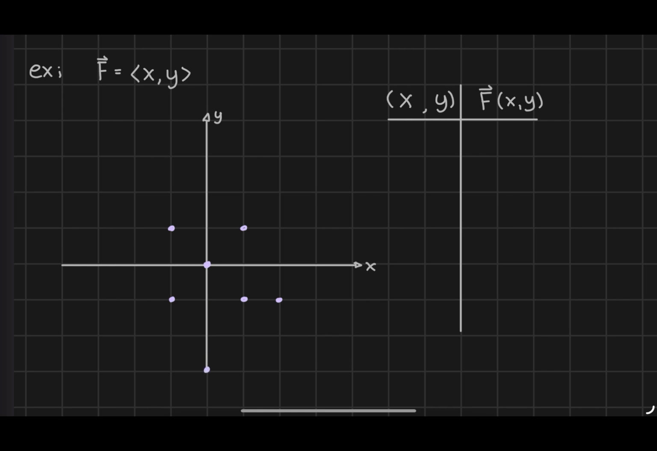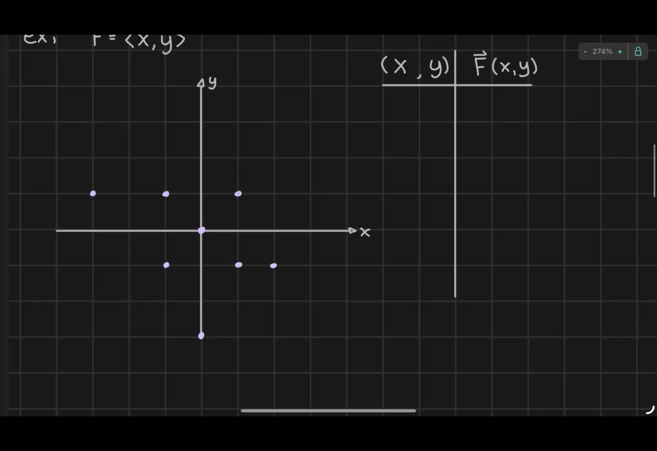We'll go here. And we'll go like over here. Okay, well, starting off, we're going to have the point 0, 0. We're going to have 1, 1. We're going to have negative 1, 1. We have negative 1, negative 1. We have 1, negative 1. That's kind of our little circle there.